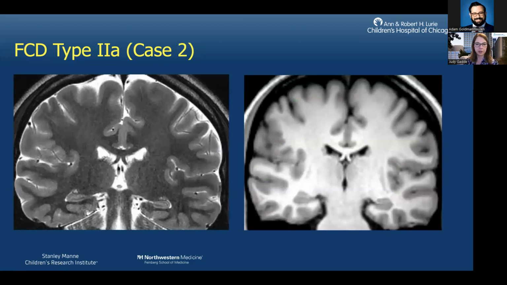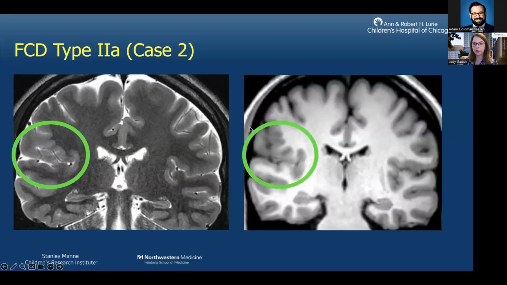Another case of type 2A, give you a second to take a look at this coronal T2 and coronal T1. This one is very subtle. I would say even more subtle on the coronal T2 here. Maybe that cortex is a little thickened compared to the contralateral side and compared to other regions. And then if we look at the coronal T1, I think this is where it's really helpful because again, we can see that blurring of the cortex compared to the contralateral side.